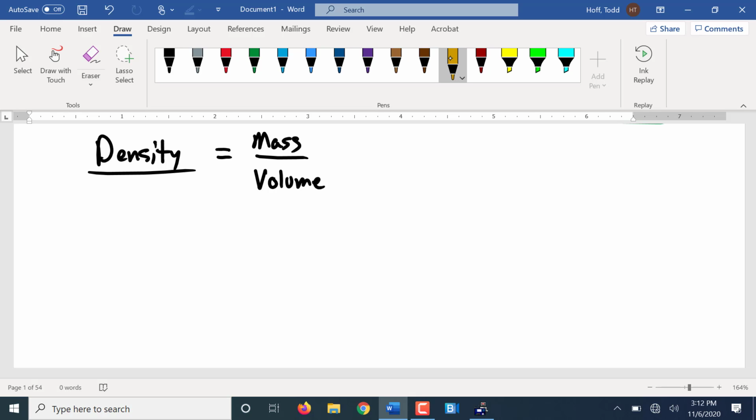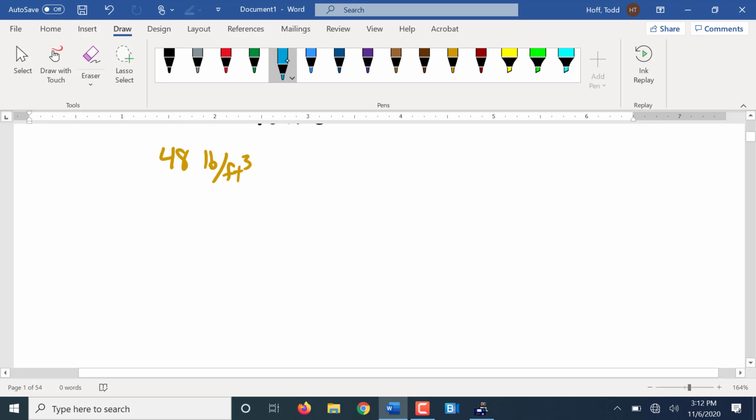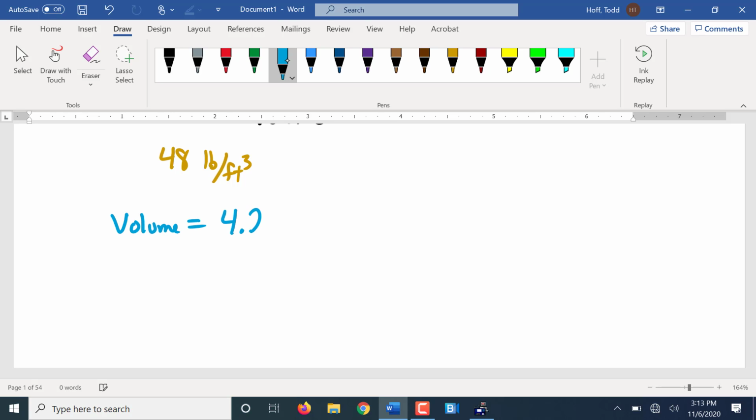Pine is somewhere in the high 40s, depending on how dry it is. So let's say we're using wood that is at a density of 48 pounds per cubic foot. If we have an object that we know has a volume of 4.2 cubic feet, we can now find the weight of that object.